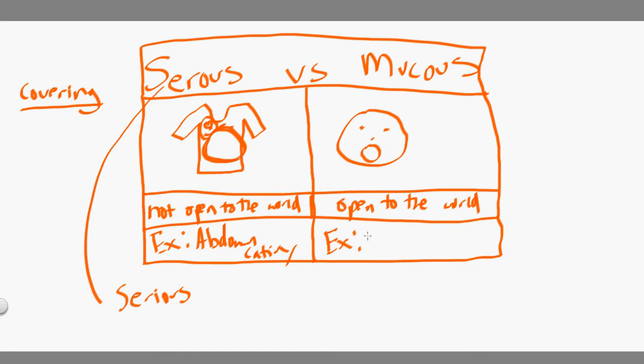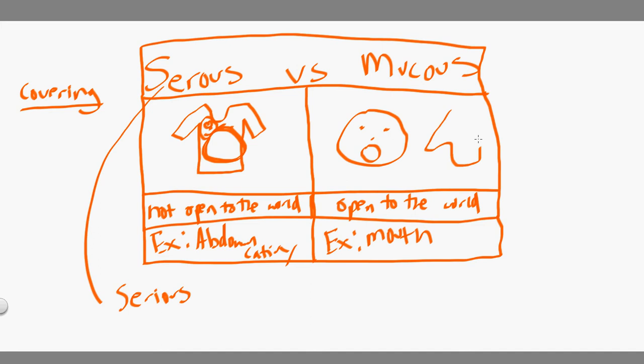mouth. The mouth is a mucous membrane. Why? Because it's open to the world. You can just stick a medical device in. You can stick all kinds of things. If someone wants to look at the esophagus, you don't need an operation. It's not that serious. Another example here would be the nose.